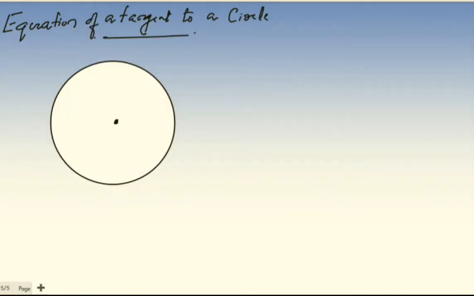Okay, a circle is given. Let me draw a tangent. I hope you know what you mean by tangent. It's a straight line touching only one point on a curve. Here is the circle. Clear? Let me draw the tangent. See, I draw a tangent also.